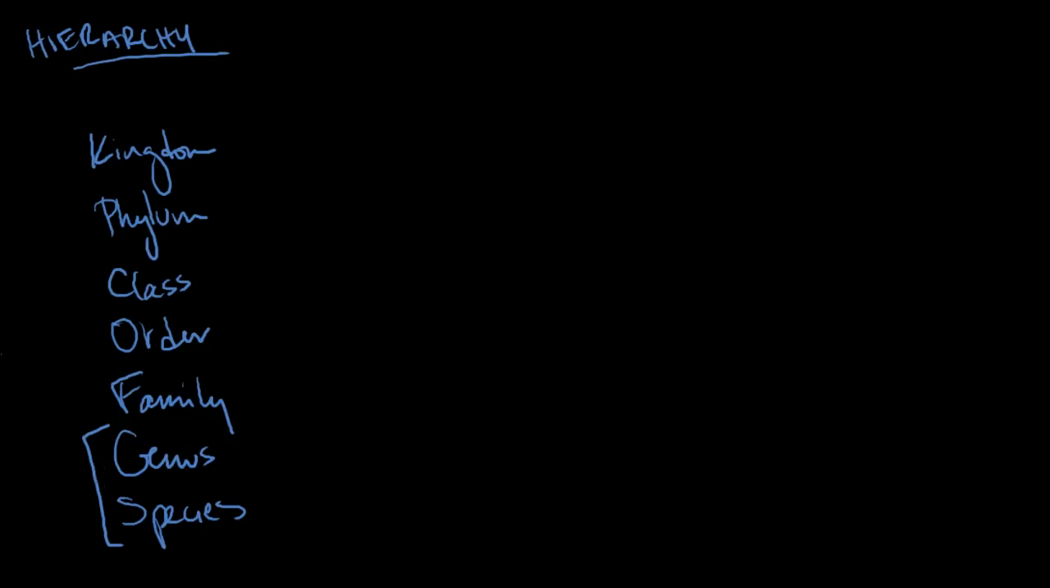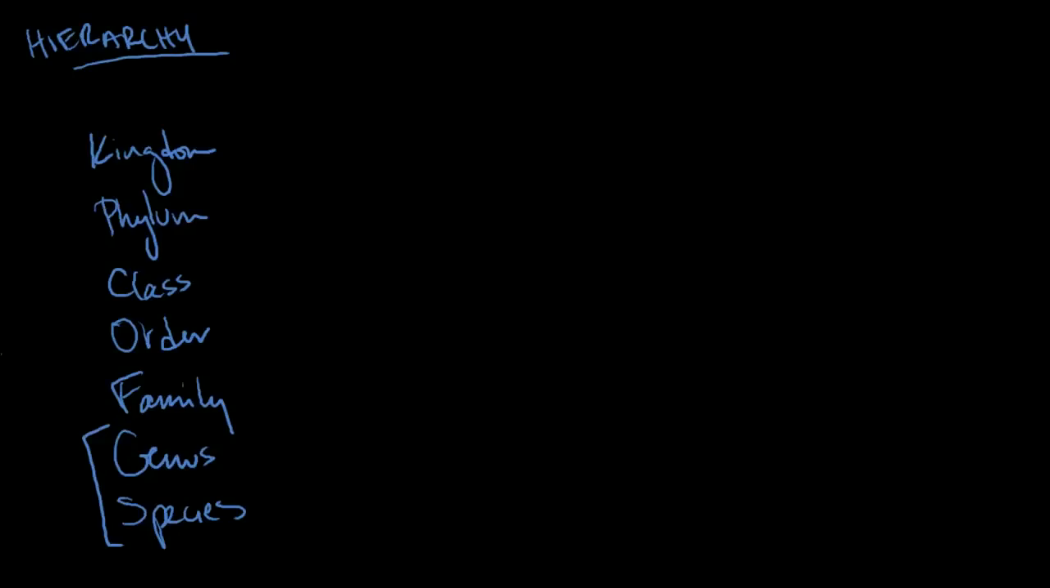And you might remember this from 9th grade or 7th grade, and your teacher might have told you, you could remember King Philip came over for great spaghetti, great salad, I don't know what you want to remember, but you can come up with your own system for remembering this, but this is the order.